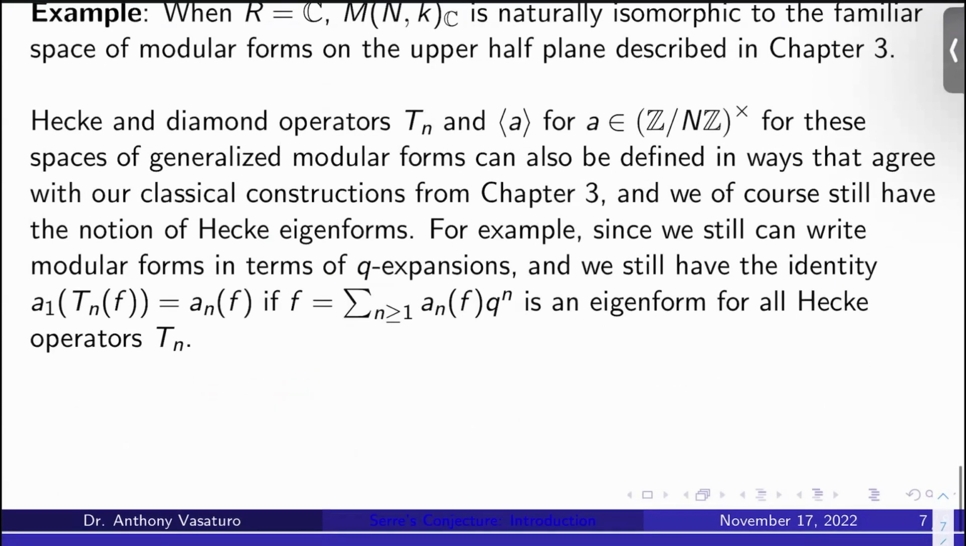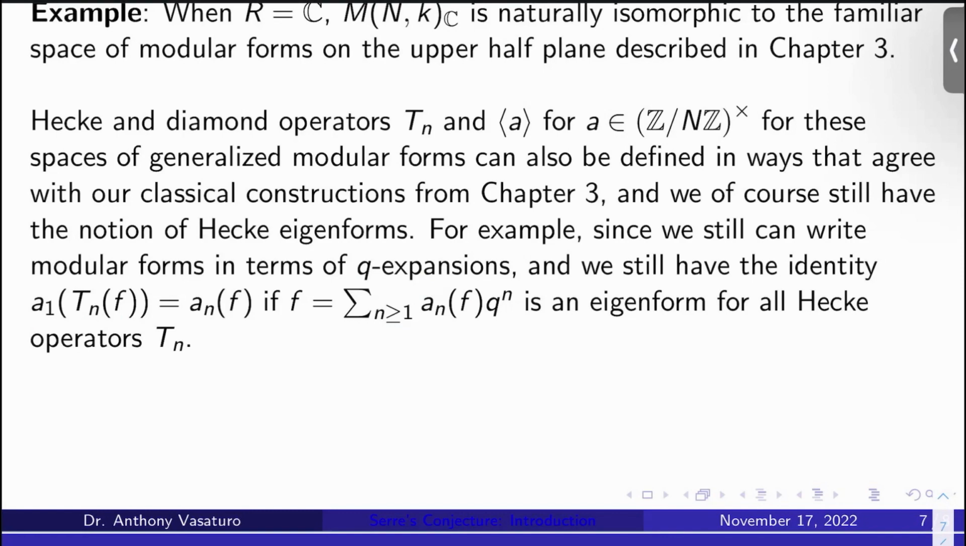For example, because I can still write modular forms in terms of q-expansions, I still have the identity a_1(T_n f) is just a_n(f). If f has Fourier coefficients a_n(f), f is an eigenform for all Hecke operators T_n. So all of the usual expressions we had when we were working in the complex case still hold formally in the general R case.